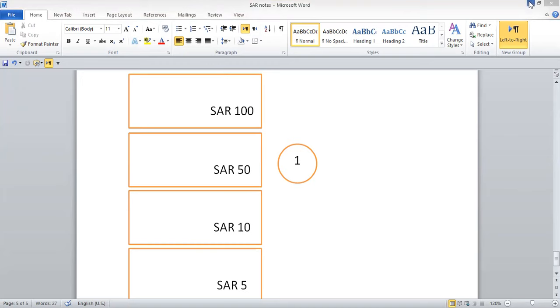166. Very good, guys. So this is going to be the end of our class. What we have studied is the currency notes of Saudi Arabia, and again the practice of currency notes, how to count the money.